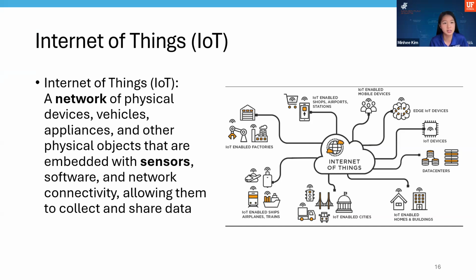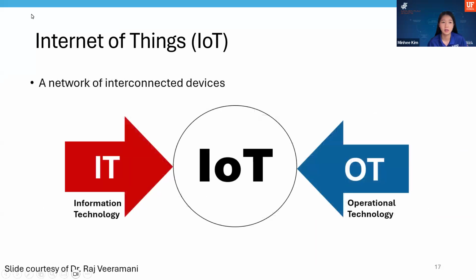So in manufacturing, this can be different machines. So instead of these different machines operating in silos, now we have this network of different machines. A machine not only operates in silo, but it can collect data and share the data with different machines. So now we have this network of physical devices. So why is this IoT very important?